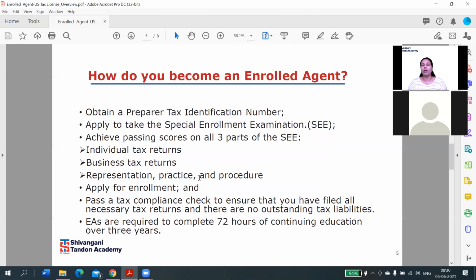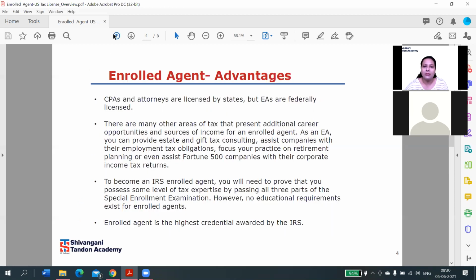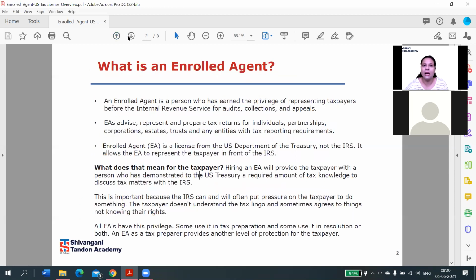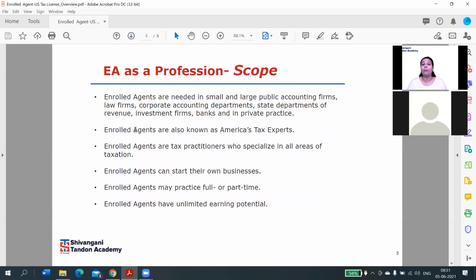How do you become an enrolled agent? By taking three examinations. I think I'm not missing any slide. Yes, I missed the slide on scope.